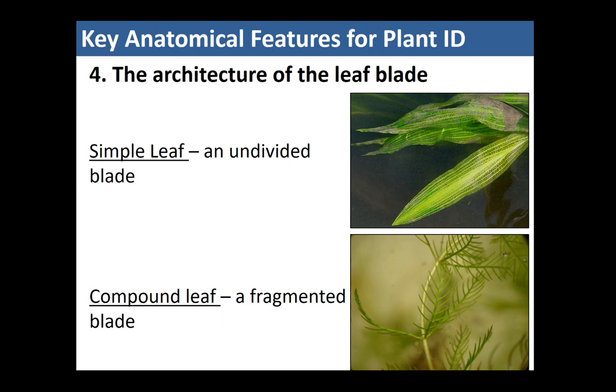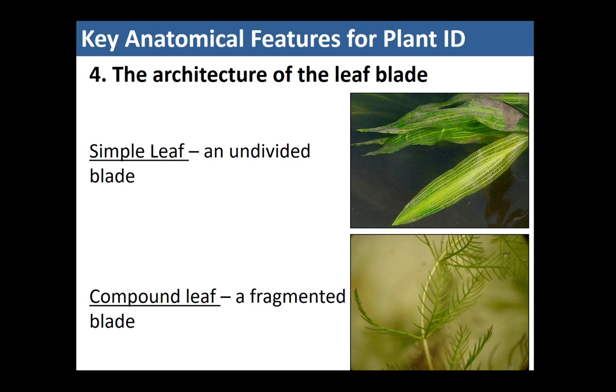Okay, the fourth anatomical feature is the architecture of the leaf blade. And what I mean by that is it's simply how is the leaf built in space. So for example, the first example of leaf architecture is what we call a simple leaf. And that's the picture on the upper right. A simple leaf is an undivided blade. So notice on this leaf right here, there's no sinuses. The leaf isn't divided or fragmented in any way. It just has one single undivided blade. That's called a simple leaf.